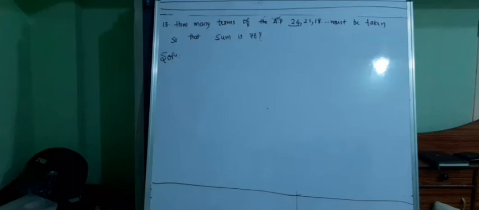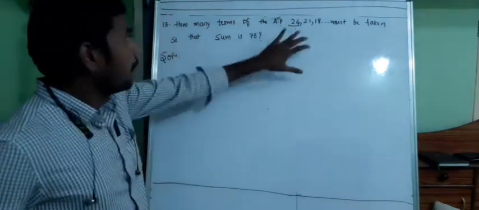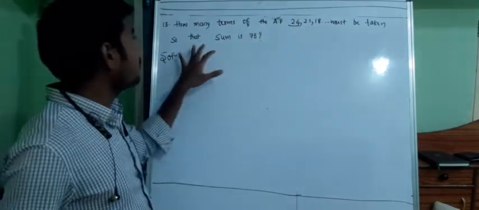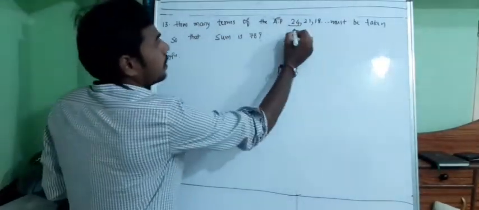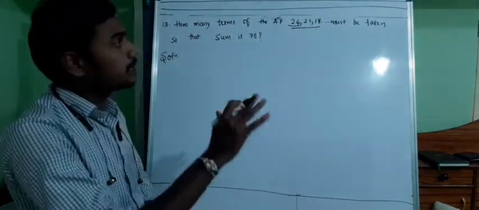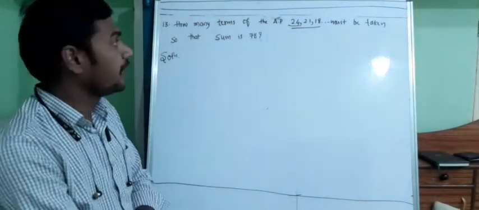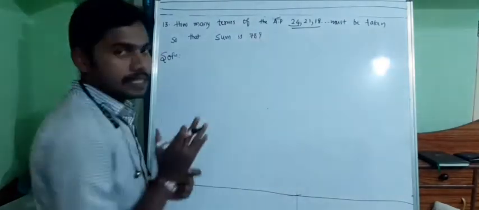Dear students, we'll continue with the exercise 5.3 introduction. In that 13th question, how many terms of the AP 24, 21, 18 must be taken so that the sum is 78? See, there is a series. This is the AP series. How many such terms should be taken so that the sum is 78? So we need to calculate the value of n for which the sum is 78.